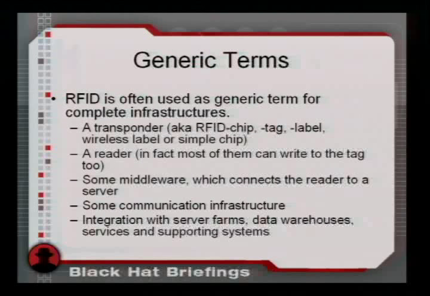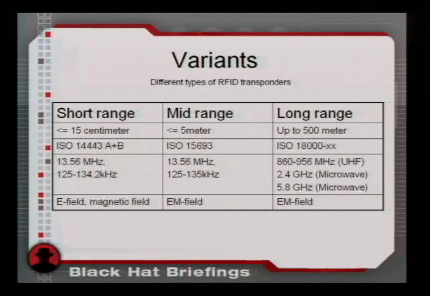So we have a lot of generic terms when looking at RFID. Often RFID is used as a generic term for the complete infrastructure. This infrastructure depends on different parts. We have a transponder, also known as RFID chip, tag, label, wireless label, or simply RFID chip. A reader, which in most cases also allows you to write to the tags. We have some middleware. Normally, the middleware connects the reader to the server. We have communication infrastructure and integration with server farms, data warehouses, services, and supporting systems.